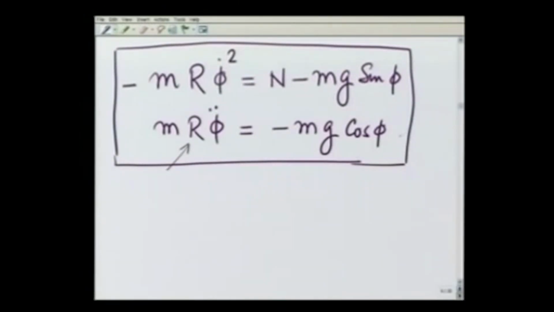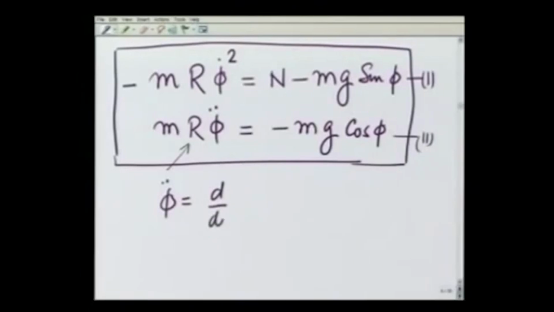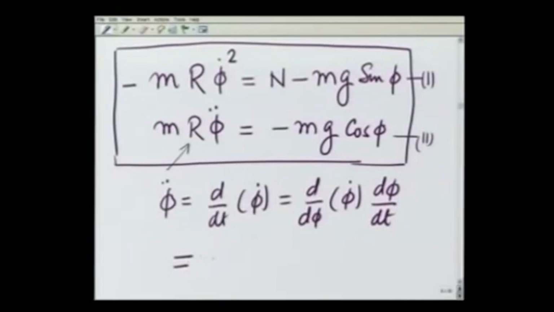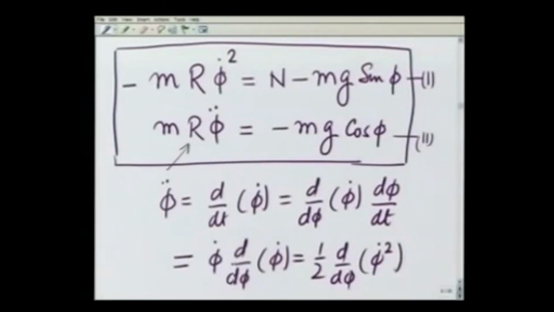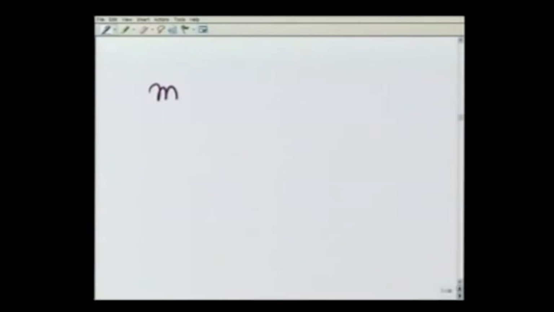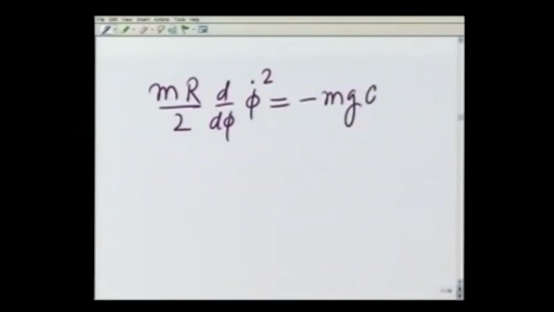To solve this equation, I first solve the second equation, and I use a trick for this, because you see I cannot really integrate with respect to time. So I write phi double dot, which is the time derivative of phi dot, as the time derivative of phi dot times d phi dt, using the chain rule for differentiation, and that gives me phi dot d over d phi of phi dot, which is nothing but 1/2 d over d phi of phi dot square. And therefore, my second equation now reads m R over 2 d over d phi of phi dot square is equal to minus mg cosine of phi.